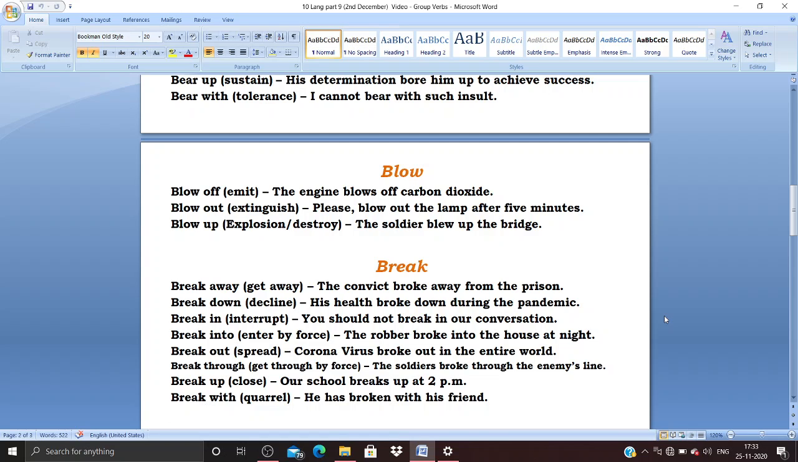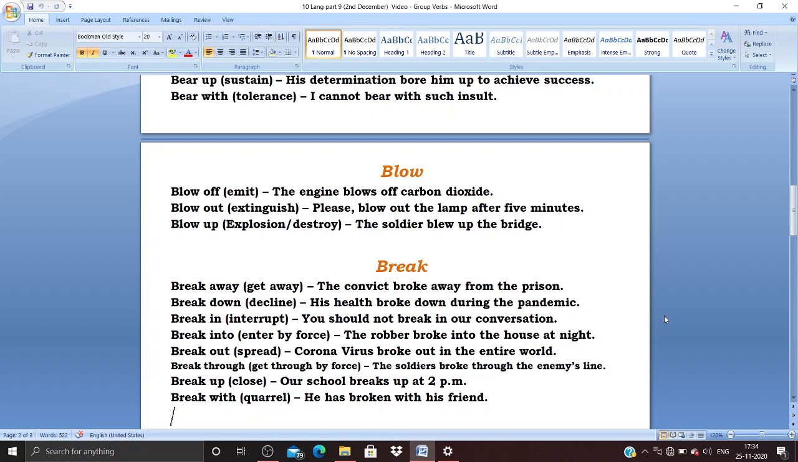Break. Now, by the way, the prepositions that I have added here, it doesn't mean that these are the only prepositions that go along with verbs like break, bring, etc. There are many other prepositions, but I am just trying to give you the most common ones. So break away means get away. The convict broke away from the prison. Break down, decline. His health broke down during the pandemic. Break in means interrupt. You should not break in our conversation. Means while we are talking, do not poke your nose in between.